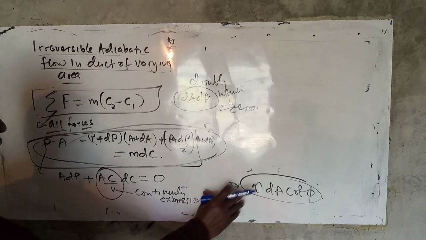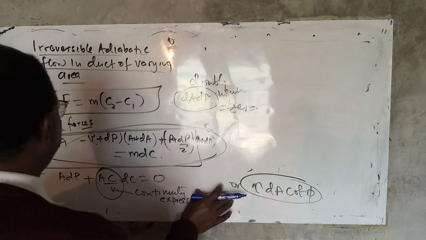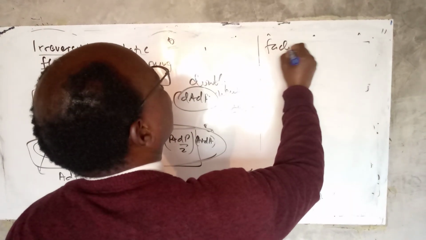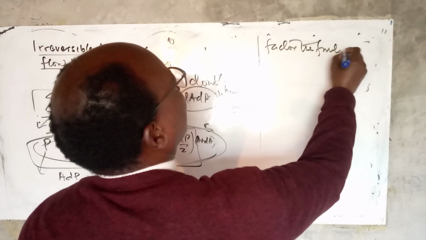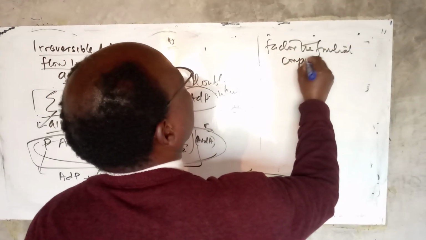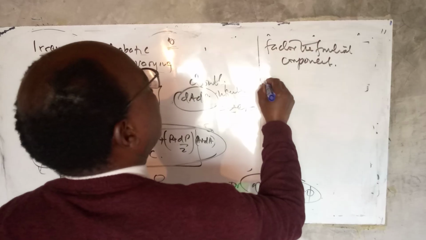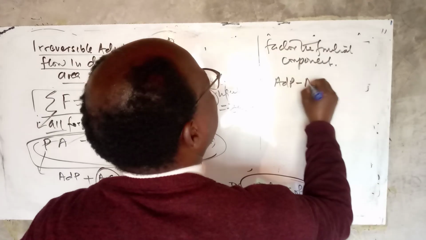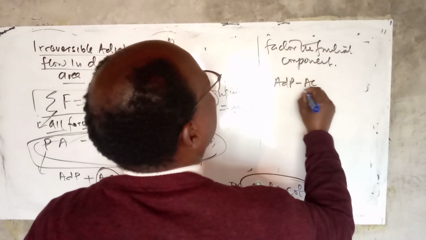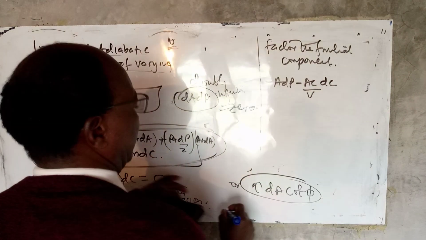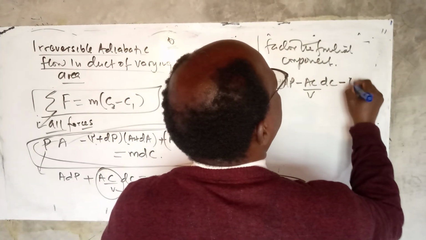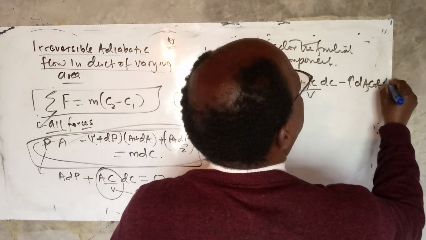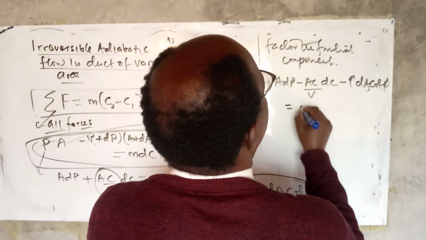Now, factoring in the frictional component, when you factor in the frictional component, we have minus A dP, remember it is opposing in the axial direction, minus A C over V dC, minus tau dA cotangent phi, that is equal to 0.